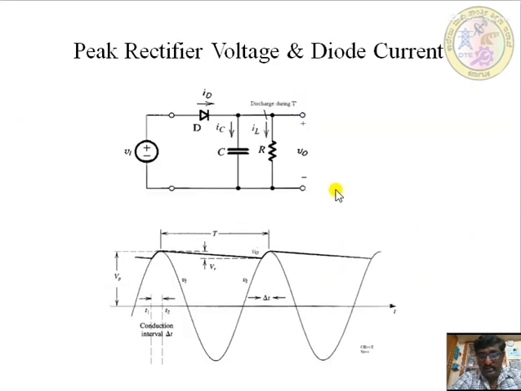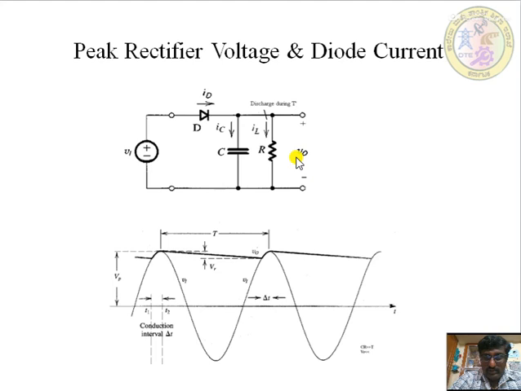So in the next slide we will see the peak rectifier and the diode current. Only the peak to peak value will be taken. It is just like a capacitor filter, and the ripple is reduced and kept constant. So this one is your peak rectifier voltage as well as the diode current. It is like your peak detector.